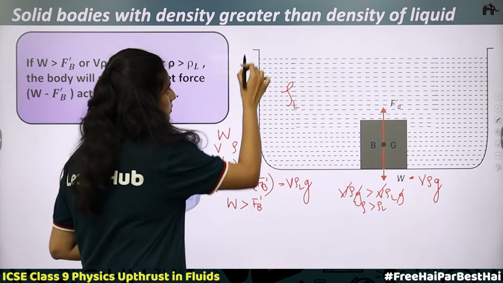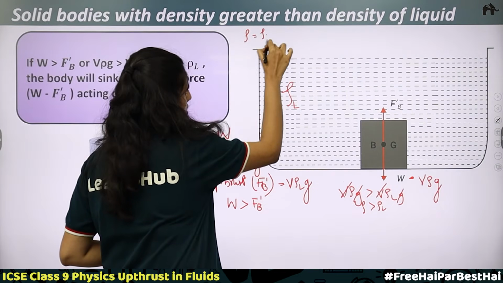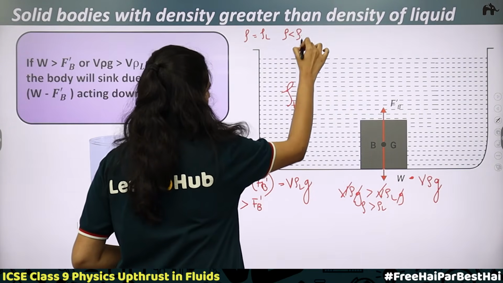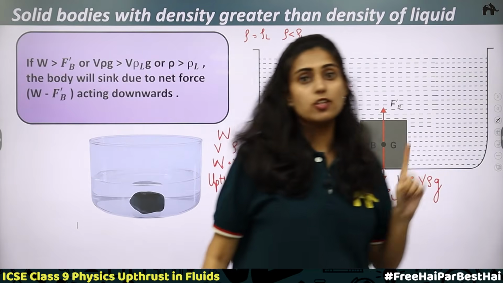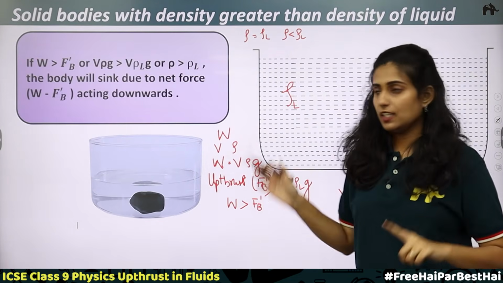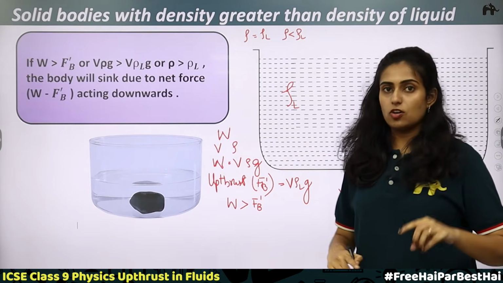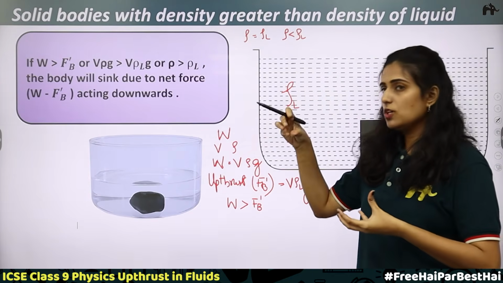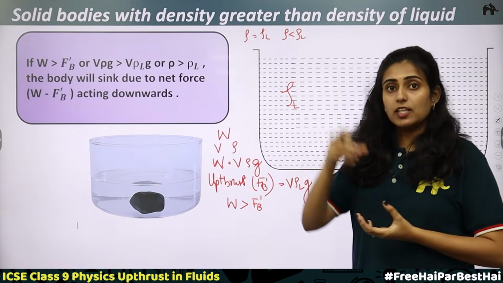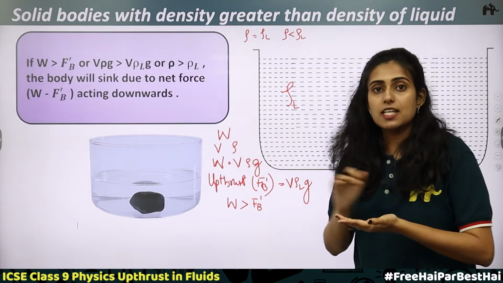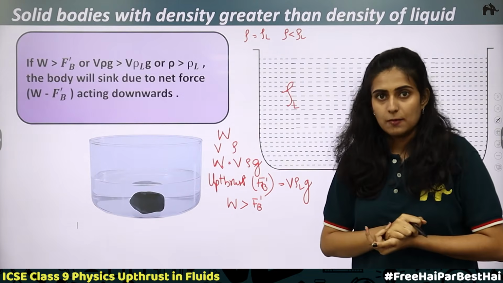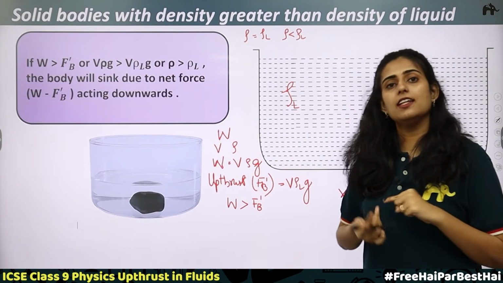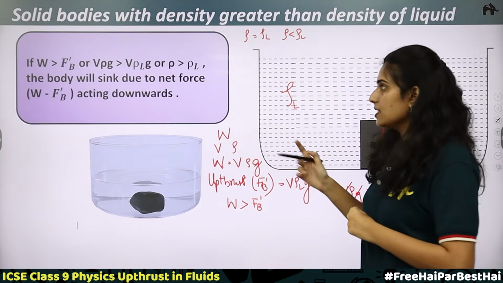So if the density of the object is equal to or less than the density of the liquid, the body will float. If the density of the object is greater than the density of the liquid, the body will sink. Take the case of a stone, the experiment we performed at the very start. We have seen that when the stone is put into water, it sinks. It goes inside the water and reaches the bottom of the vessel. Why is it happening? Because the density of the stone is greater than the density of water. Understood? So this is the first case.